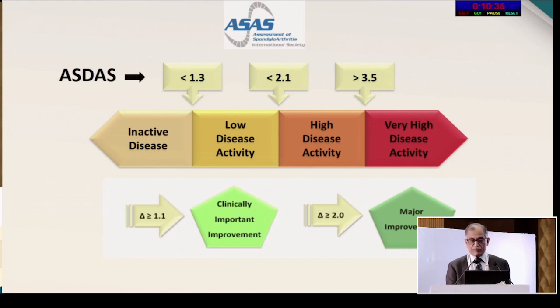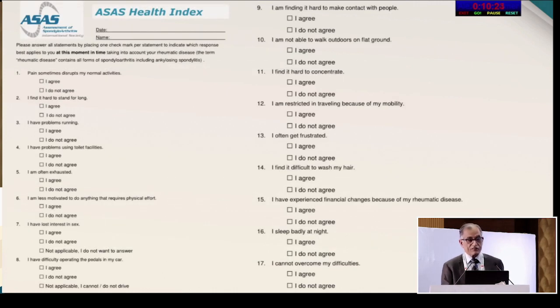And these are the cutoff points of ASDAS, which define inactive disease, low disease activity, high disease activity, and very high disease activity. I will not go into more detail. And this is the ASAS Health Index, where you have 17 questions and the answer is yes or no. Every yes scores a point of 1, so the total score is 17. The higher the score, the worse the patient's health.